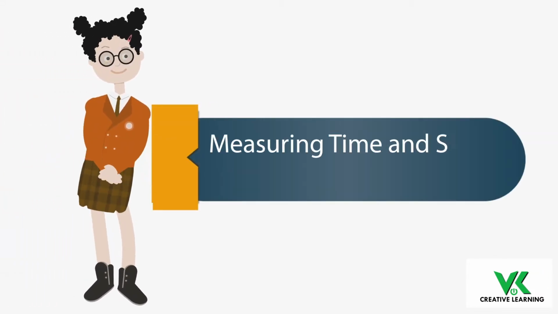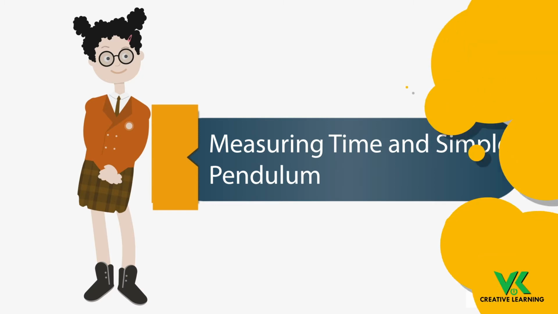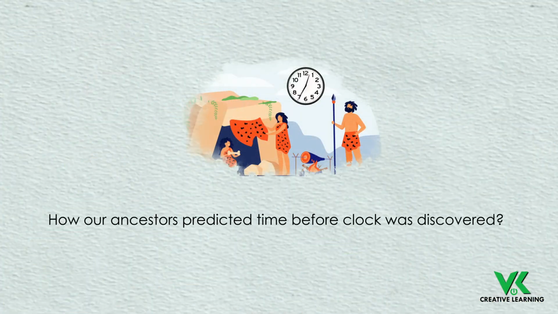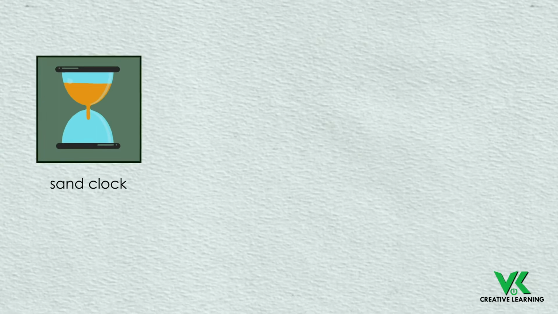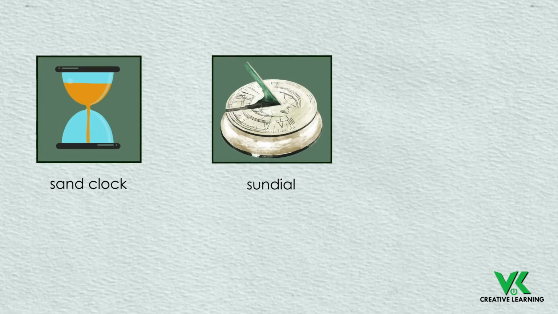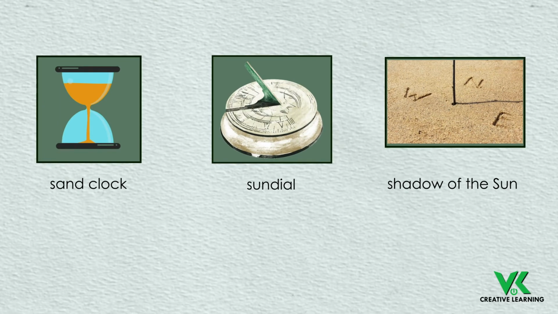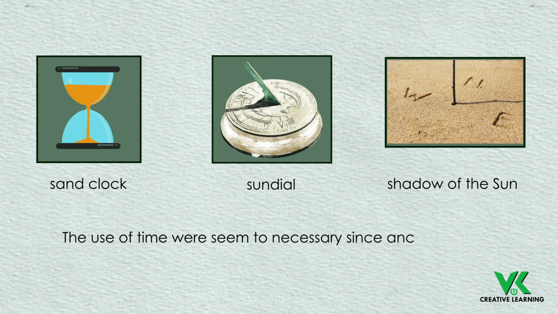Measuring time and simple pendulum. Have you ever wondered how our ancestors predicted time before the clock was discovered? They used sand clocks, sundials, and the shadow of the sun to find time. The use of time was seen as necessary since ancient times.